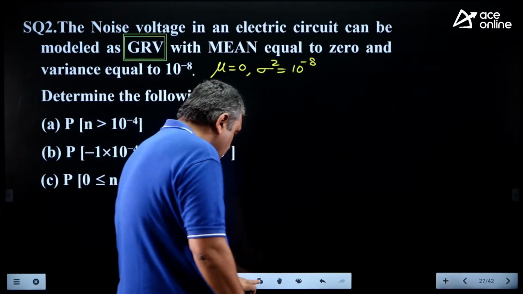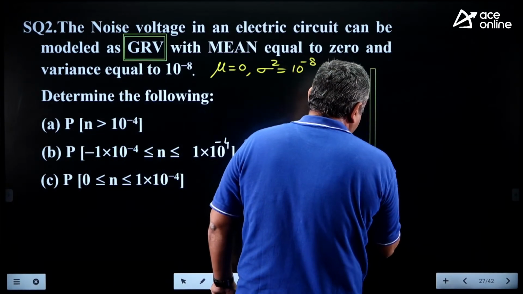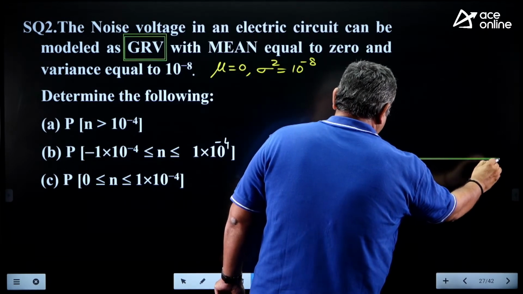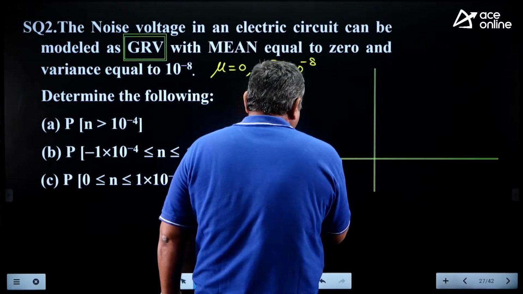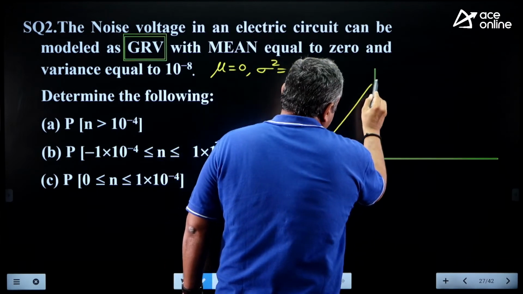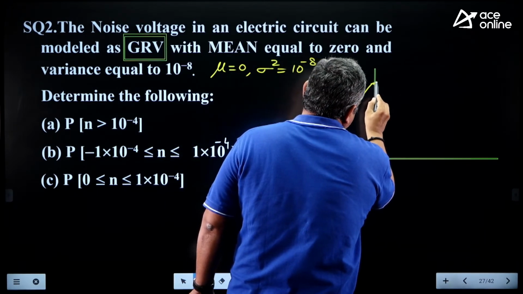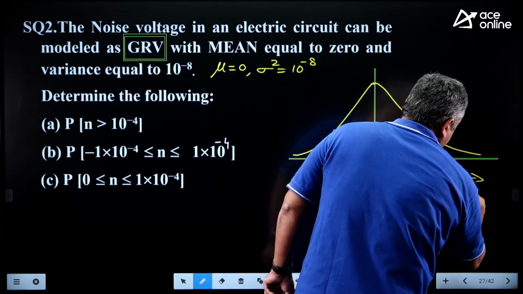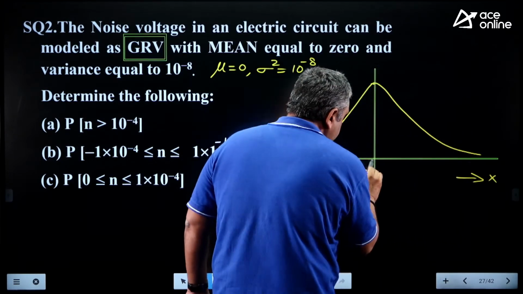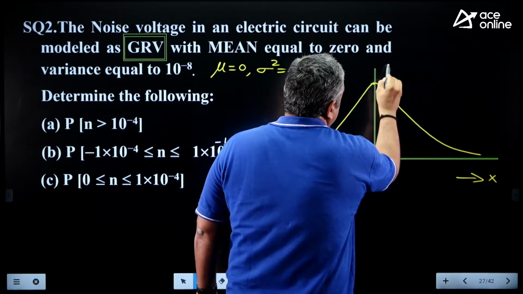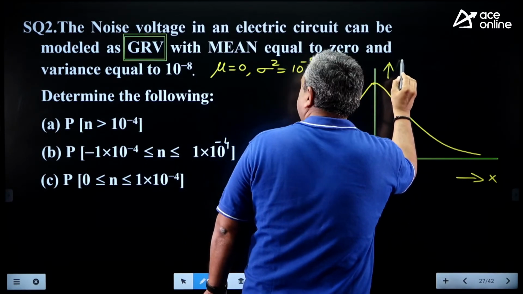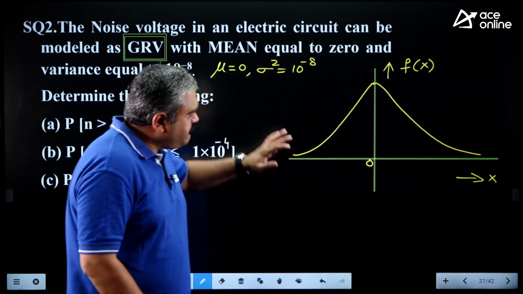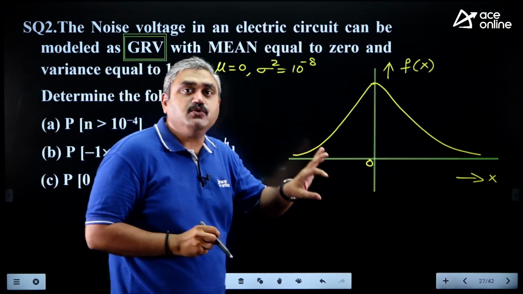That means if you sketch this density function, it's a Gaussian random variable with mean 0, meaning the density function is centered about its mean, which is 0. The x-axis is the continuous random variable from minus infinity to plus infinity. This is your midpoint 0, and this is your probability density function, small f of x. First sketch this, you will get a better idea of doing the question.